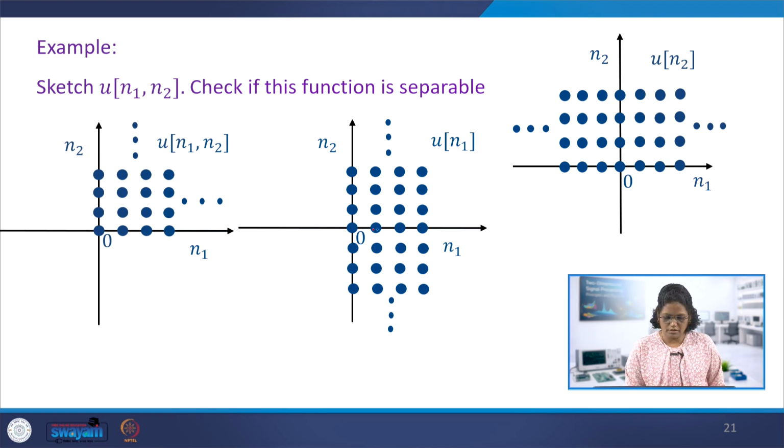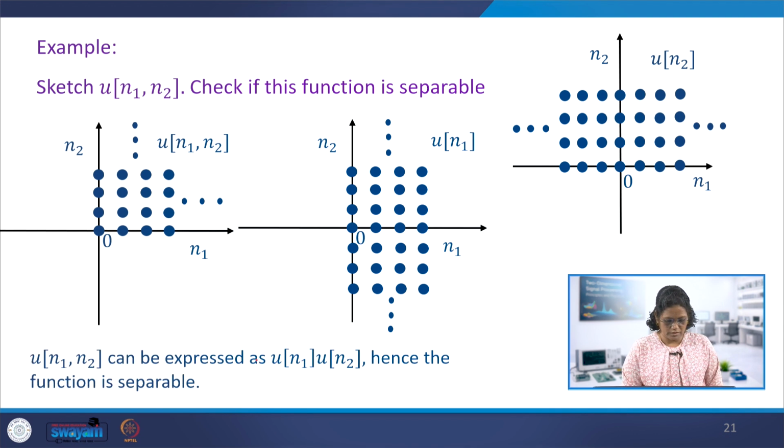This portion is common when we multiply the two. In the other portions there are values in one sequence but the other is absent, and those quadrants are absent, so the product gives 0. So multiplying these two sequences results in u of n1 comma n2. Therefore u of n1 comma n2 is separable, and can be expressed as a multiplication of these two functions.